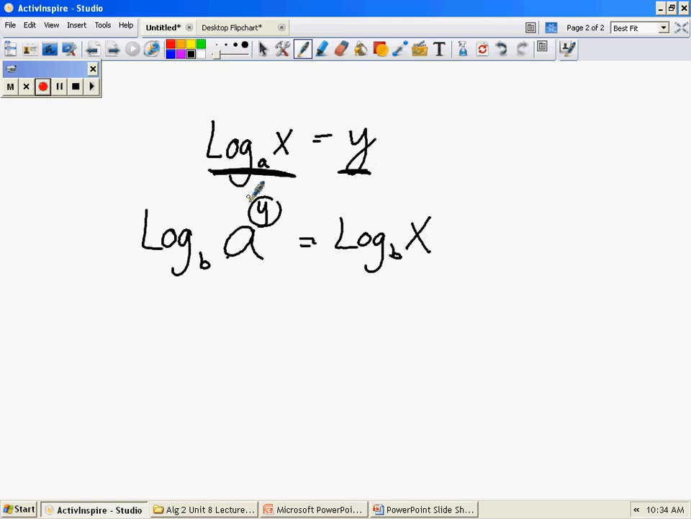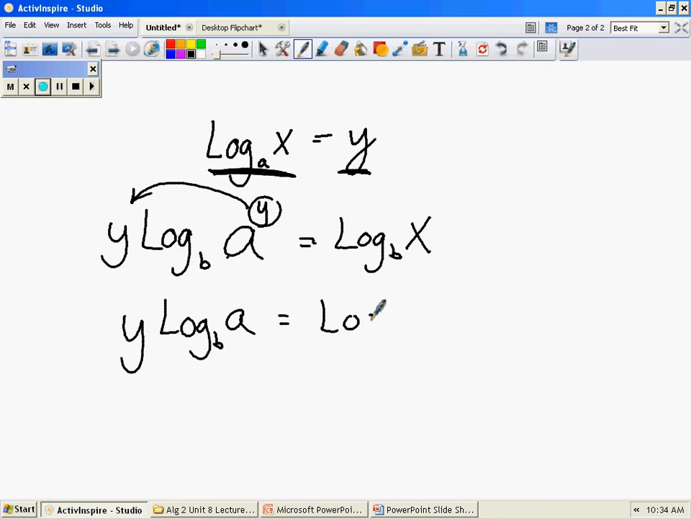Yeah, we can use the law of logs. It says that exponents become multipliers, right? So now I have this: y times log base b of a equals log base b of x. Now how can I get the y by itself?